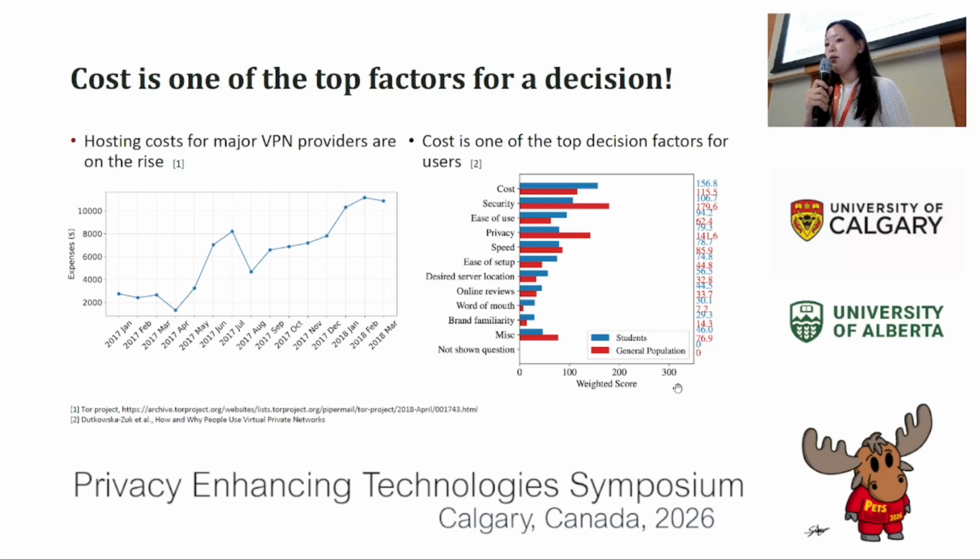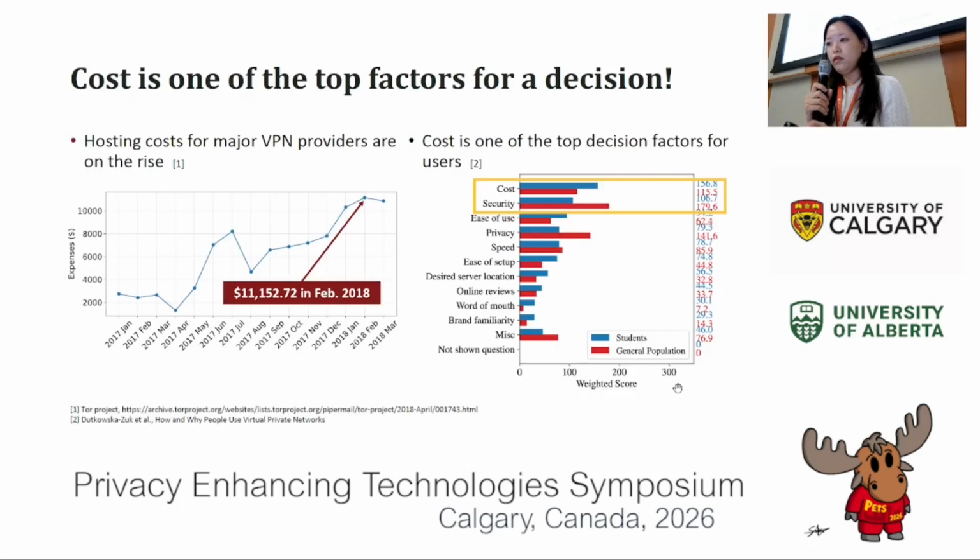For the VPN providers, one of the famous services, Tor, spent $11,000 on third-party CDN fees alone in 2018, and this number keeps increasing. On the user side, surveys consistently rank cost among the top 3 factors that people weigh when deciding on VPN services. So these are two different sides of the same problem: VPN providers need an affordable infrastructure, and the users need affordable tools.